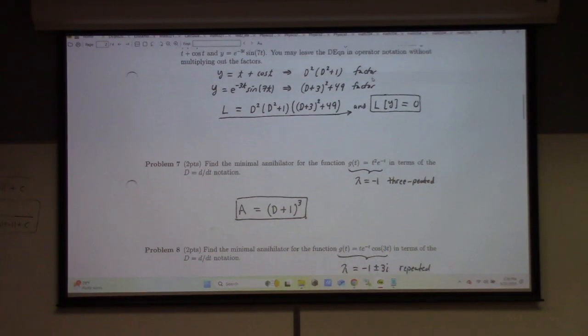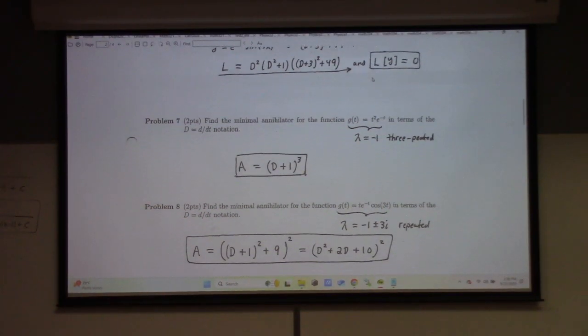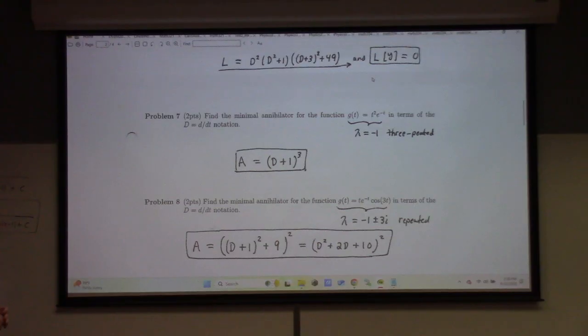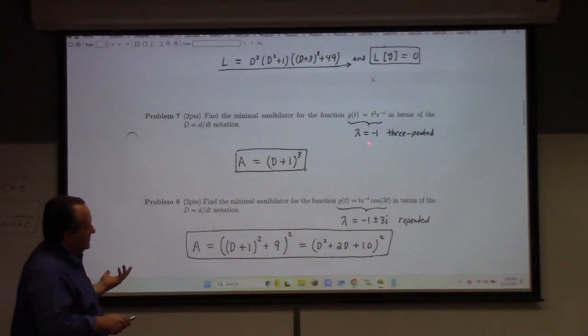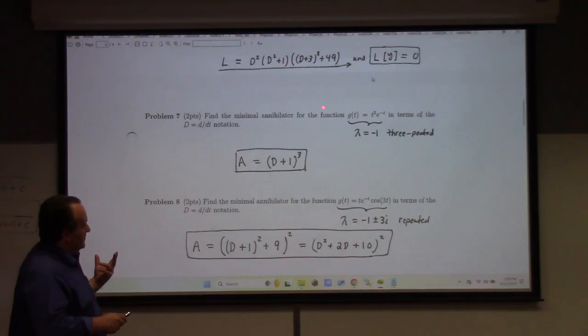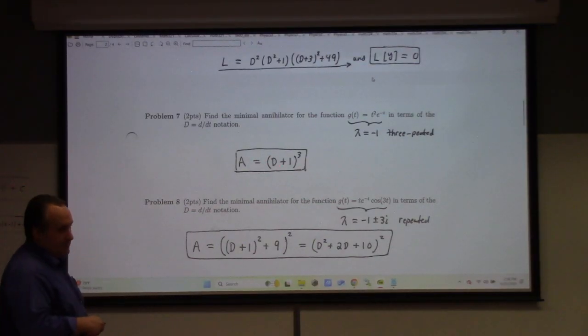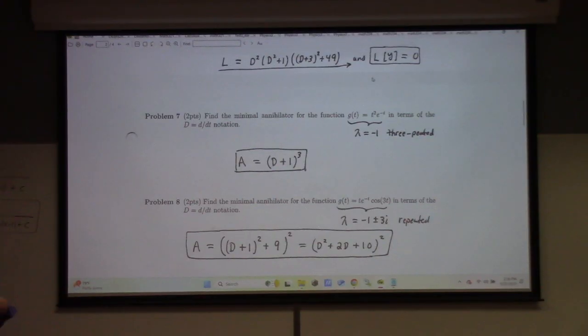How about this one? Problem 7. Find the minimal annihilator for the function t squared e to the minus t. All right, so this is coming from lambda equal to minus 1, 3-peated, to use a technical term. And so my annihilator is just (D plus 1) cubed. That'll do it. That's all I need. All we're doing is reading the solution theorem backwards.